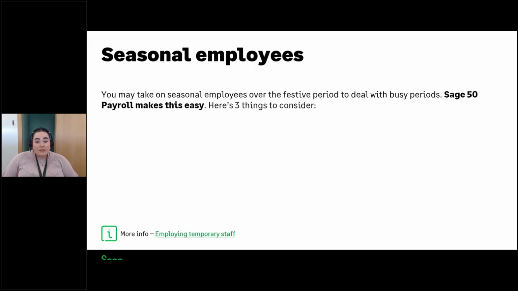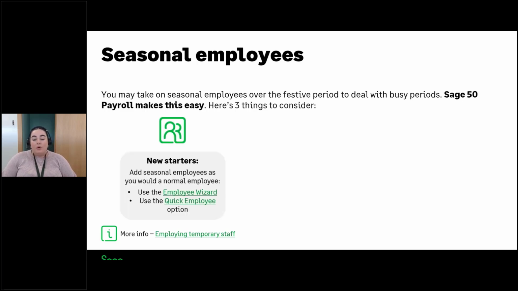Sage 50 Payroll does make it easy to deal with seasonal workers, and there are three main things to consider. The first thing is new starters. This is actually adding the employee to your payroll. Normally you would do this the same as you would with any other employee. It could be via the employee wizard, where you would work through inputting the starter's information step by step to create the employee record. Or the other option is the quick employee option, which is a one-page form of information that you would input to create the employee record. Again, it just depends on which way you would prefer.